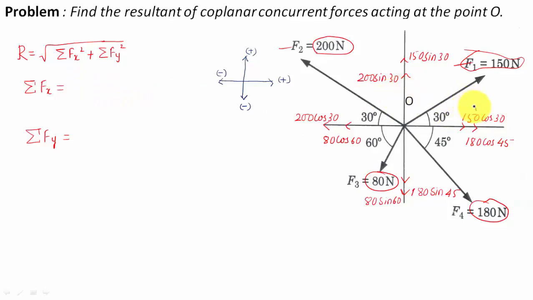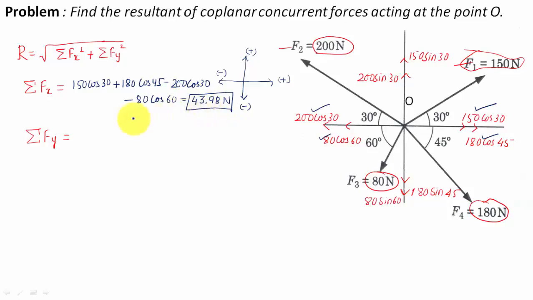We have these two forces towards the right hand side, so they are going to be taken as positive, and these two forces are directed towards the left hand side, so they are going to be taken as negative. So: 150 cos 30 plus 180 cos 45 minus 200 cos 30 minus 80 cos 60. When you put in all these values in a scientific calculator, you get 43.98 newtons. This is the value of the summation of all the forces in the x direction.